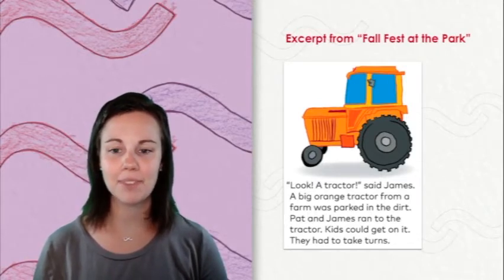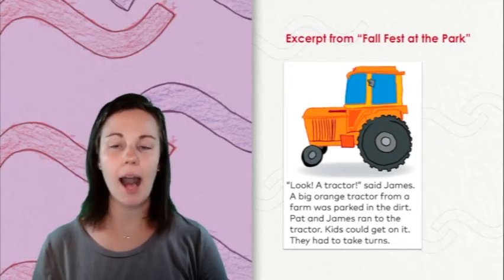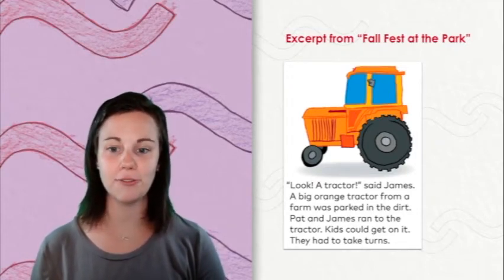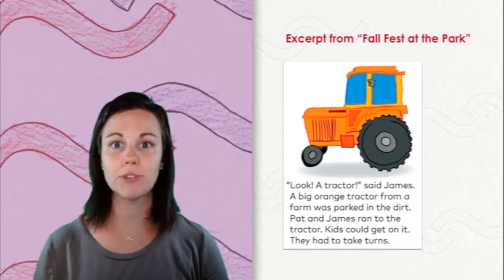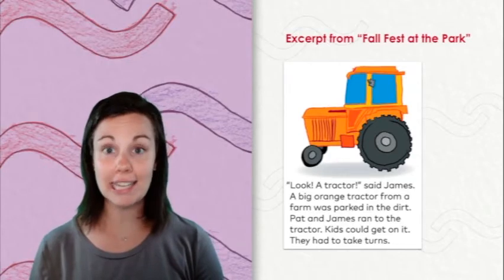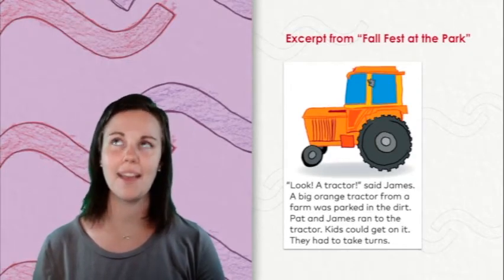Let's go. Look, a tractor, said James. A big orange tractor from a farm was parked in the dirt. Pat and James ran to the tractor. Kids could get on it. They had to take turns.